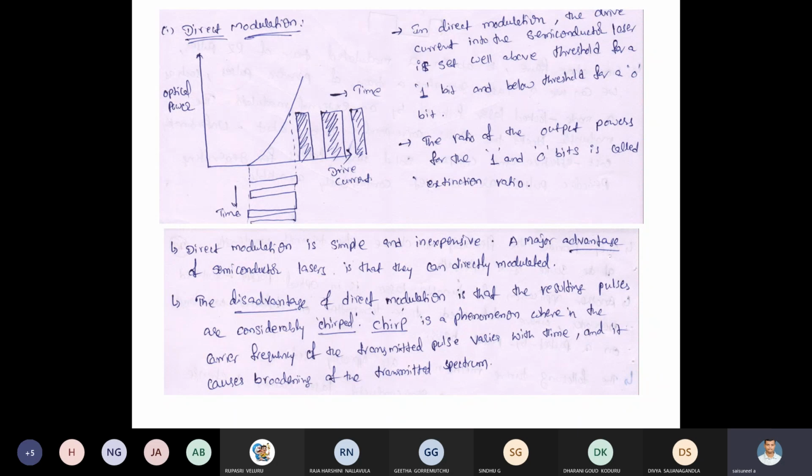But is there any drawback? The main disadvantage of direct modulation is that the pulses are chirped. What is meant by chirp? Chirp is a phenomenon where the carrier frequency of a transmitted pulse varies with time, and it causes broadening of the transmitted spectrum.